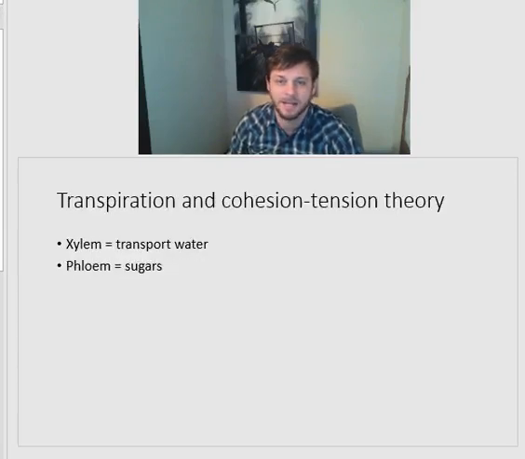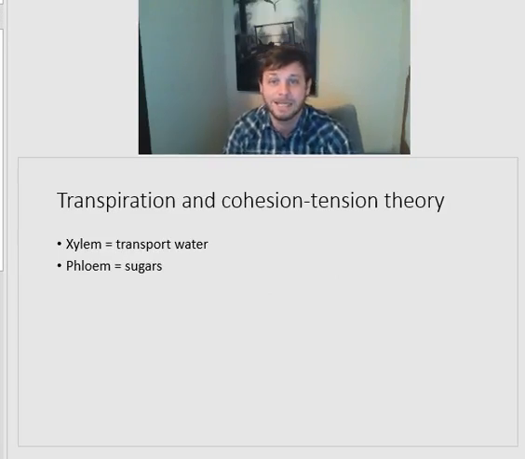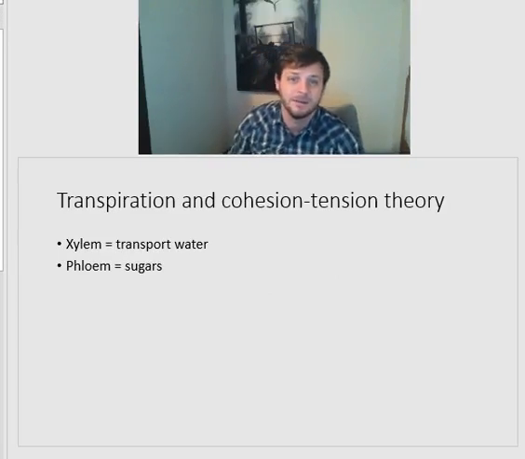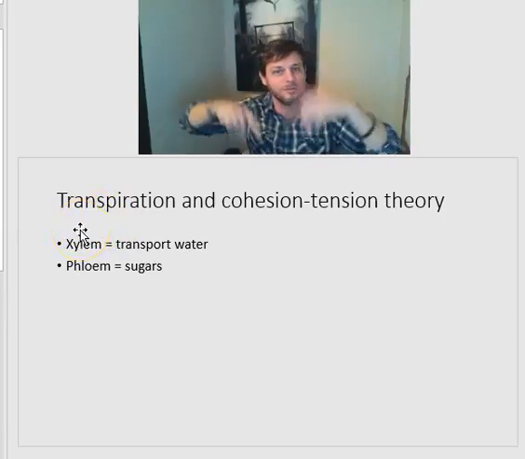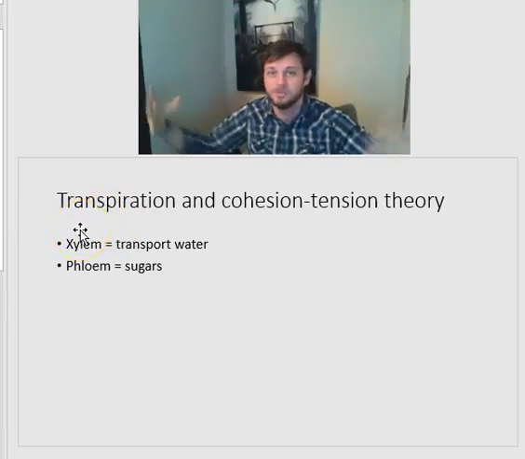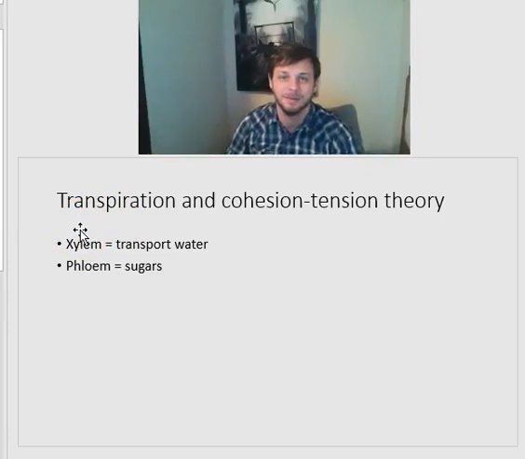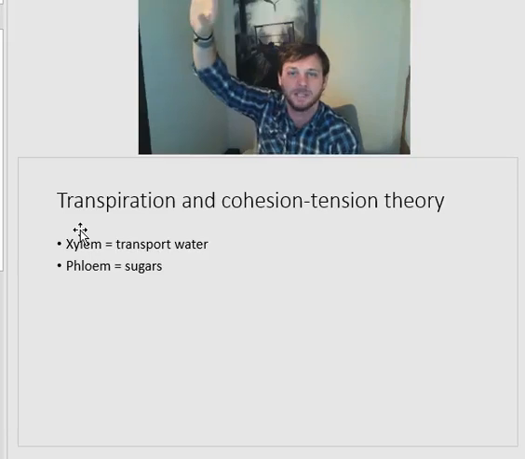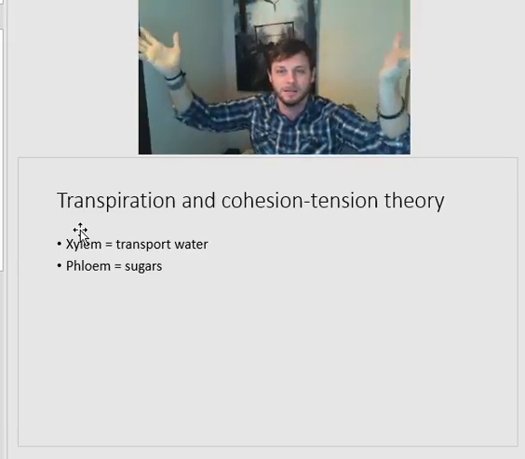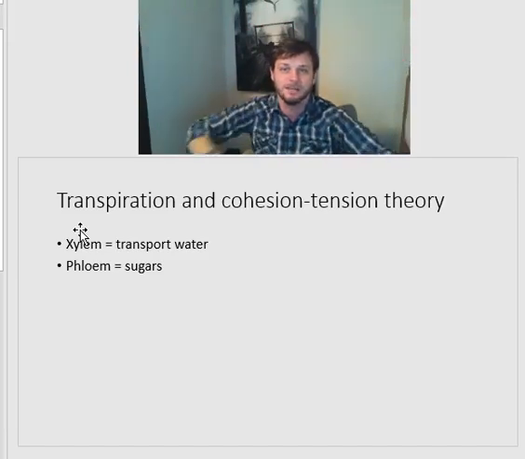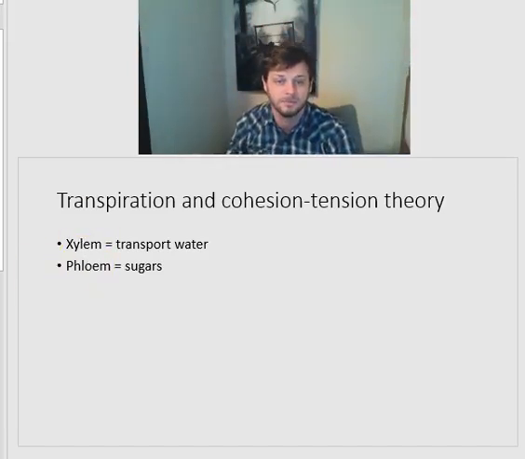And going back to some basic botany, when we're talking about plants, you're going to have two major vessel systems, two major tube systems, that are the xylem and the phloem. The xylem transports the water up to the leaves. The phloem transports the sugars that are made in the leaves via photosynthesis down to the rest of the plant and the roots.